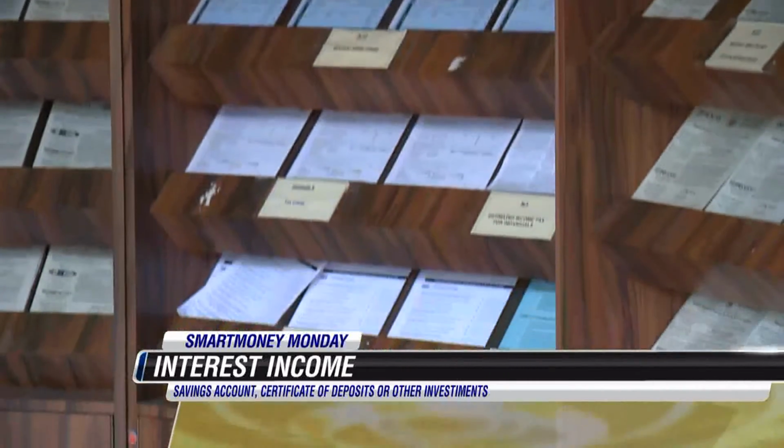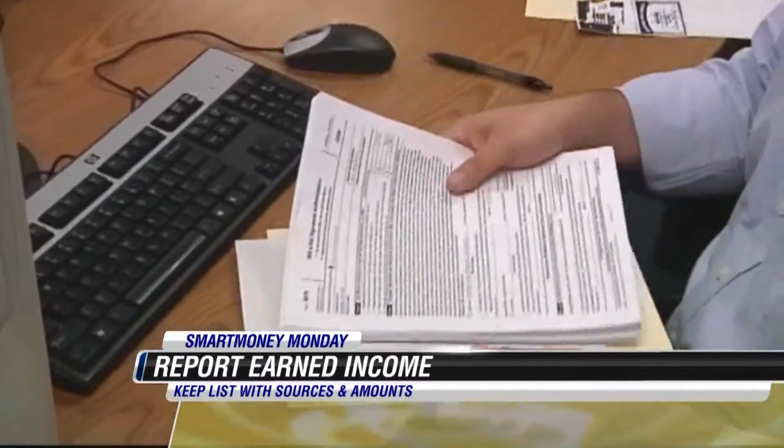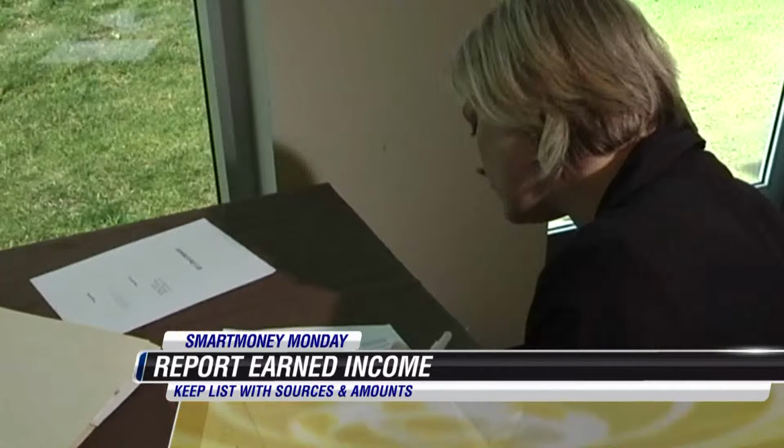Okay, so do these reports include everything? No, they're only going to include interest income over $10, but you and me as taxpayers have to report all of our earned income. And you're going to want to keep a spreadsheet or some type of list to know the sources and the amounts of all that interest income so that you can have it on hand when time to file. So is all of that taxable?